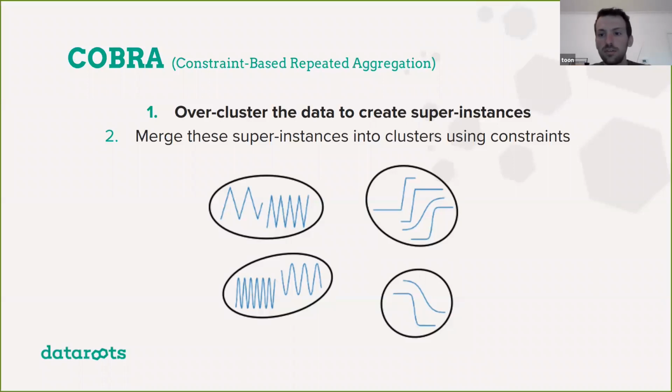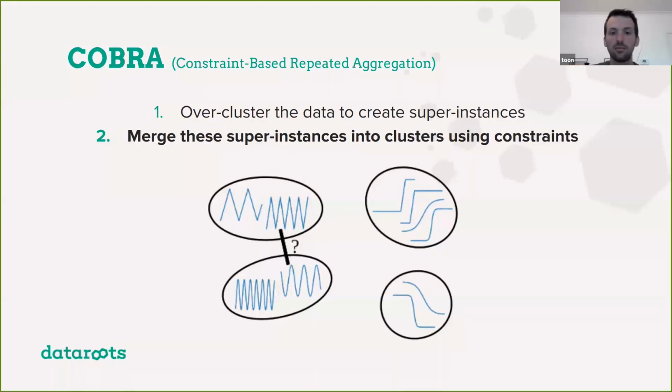Each of the small clusters that we get in this way, we refer to as a super instance, and that's basically the building block for the clusters that we will construct in the second step. So the second step consists of merging these super instances into clusters. We'll also illustrate this with this example.